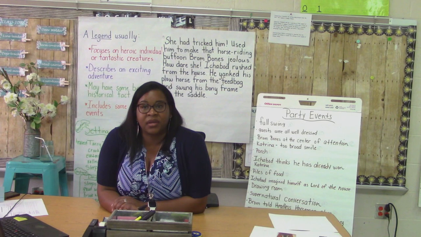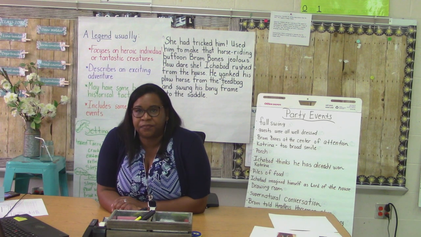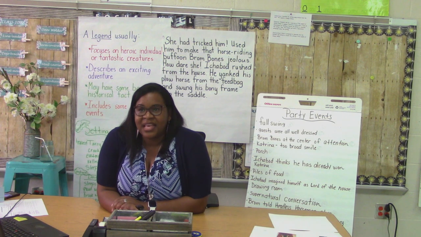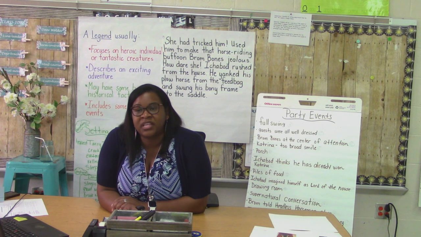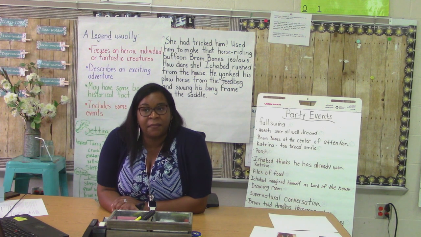Now for your independent work, it's your turn to write. I want you to write an ending to the story using the details from our chart about setting, characters, and events. Start from these lines. She tricked him, used him to make the horse-riding buffoon Brum Bones jealous. How dare she? Ichabod rushed from the house. He yanked his plow horse from the feed bag and swung his bony frame into the saddle. Remember, the chart you created with me about the party will be very helpful to use. Have fun. I wish I could read your story.